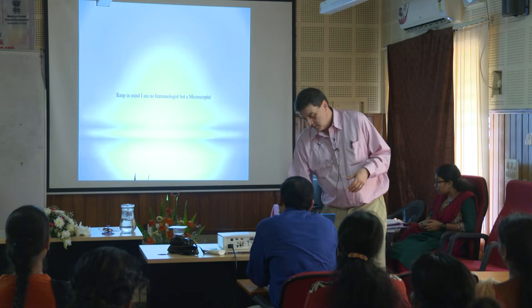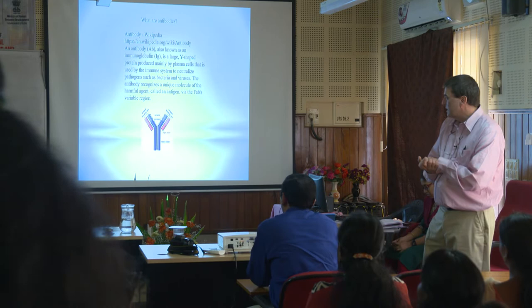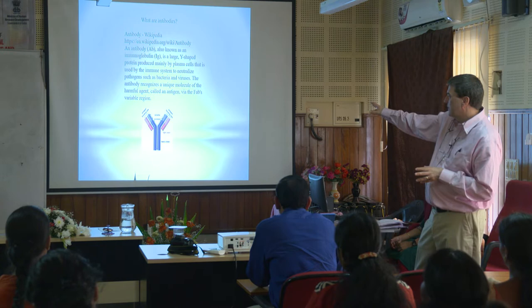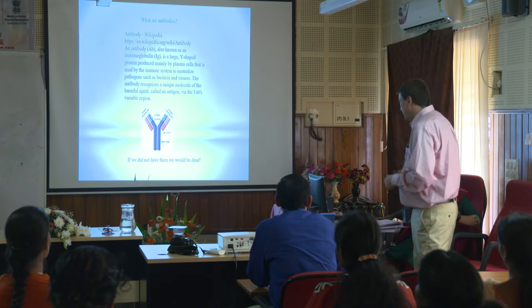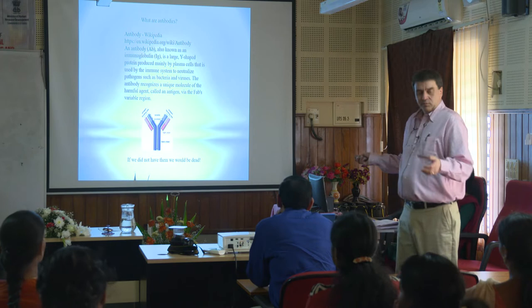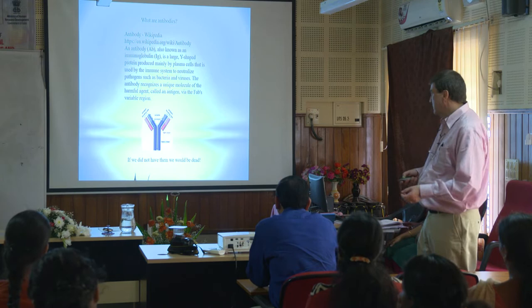Okay, so we talked a little bit about what an antibody is. You always see it shown as a Y, the letter Y. Part of it is variable, you have an antigen binding site. And as we talked about earlier, if you didn't have these antibodies and their ability to recognize invaders into our body, then your immune system wouldn't be able to recognize them, wouldn't be able to clear them, and you'd be overwhelmed by infection and you'd be dead, okay?